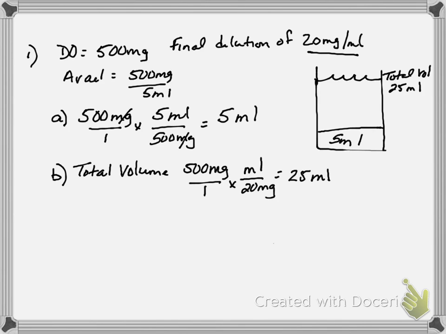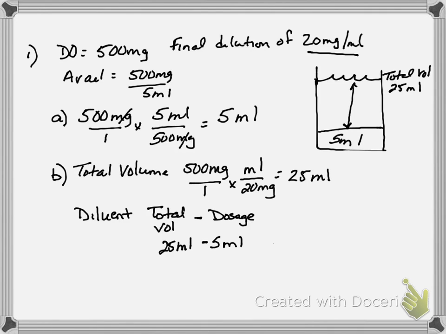The second part of B is going to ask me how much diluent. How much diluent will I need? So I'm going to take the total volume and I'm going to subtract the dosage, which was at the bottom, and that will give me how much fluid I need to add in between here and here. So the total volume is 25 mLs. I'm going to minus the 5 mLs, and I get 20 mLs. So I would add 20 mLs of diluent to achieve the final volume of 25 mLs.